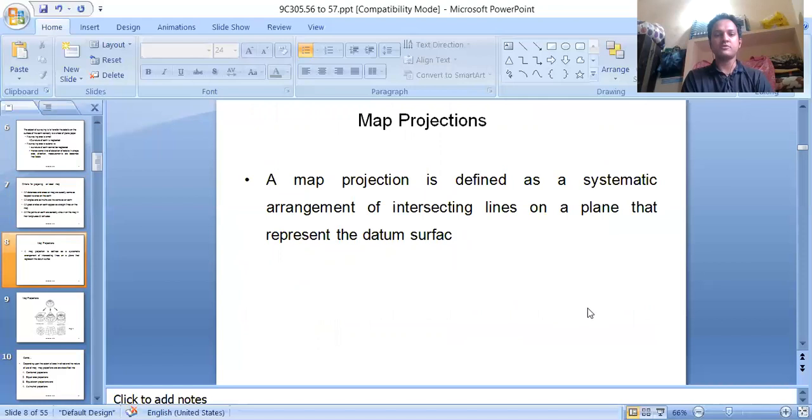And map projection. What is a map projection? A map projection is defined as a systematic arrangement of intersecting lines on a plane that represent the datum surface. This is a map projection.